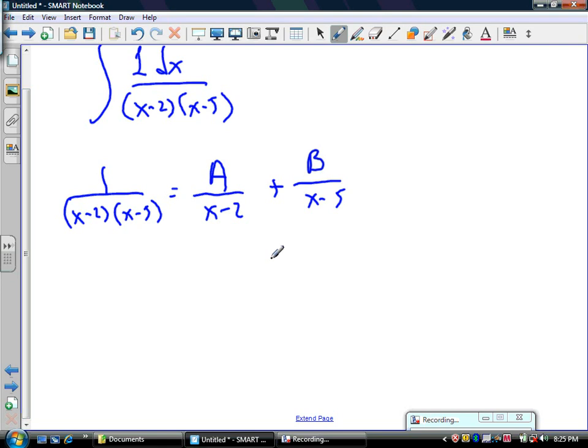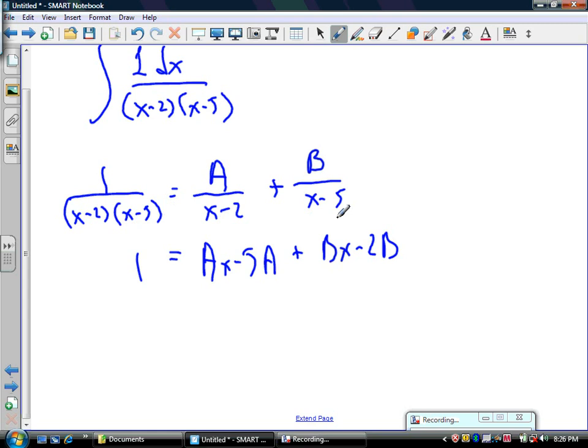You need a common denominator. How do you add 2 fractions with different denominators? Get a common denominator. These denominators are relatively prime. They don't have any factors in common. So all you do is multiply them together to get a common denominator. So what do you multiply top and bottom by to get a common denominator? x minus 5. And here? All right, so multiply this by x minus 5: Ax minus 5A. Multiply this by x minus 2: Bx minus 2B. Plus, has to equal 1.